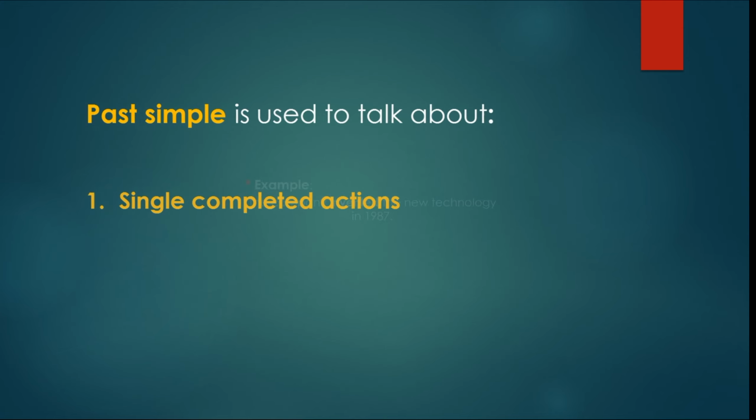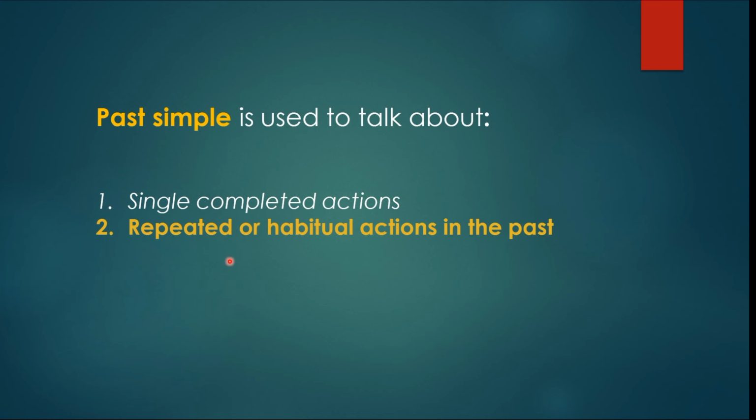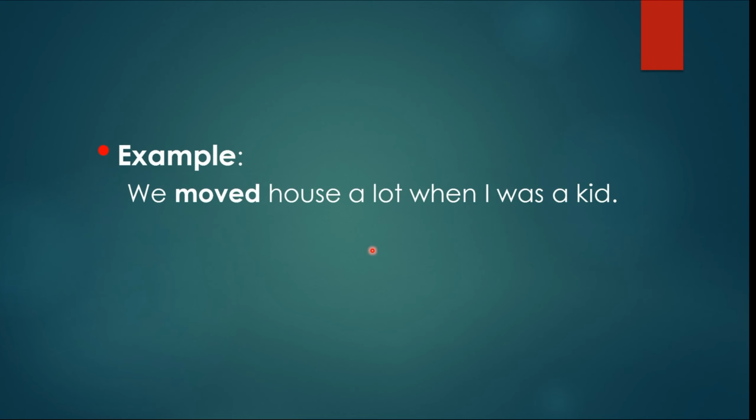Single completed actions, like the company invented the new technology in 1987. Well, we have a single action, inventing a new technology at a specific time. Second one, repeated or habitual actions. We moved house a lot when I was a kid. Well, moving house happened a lot.